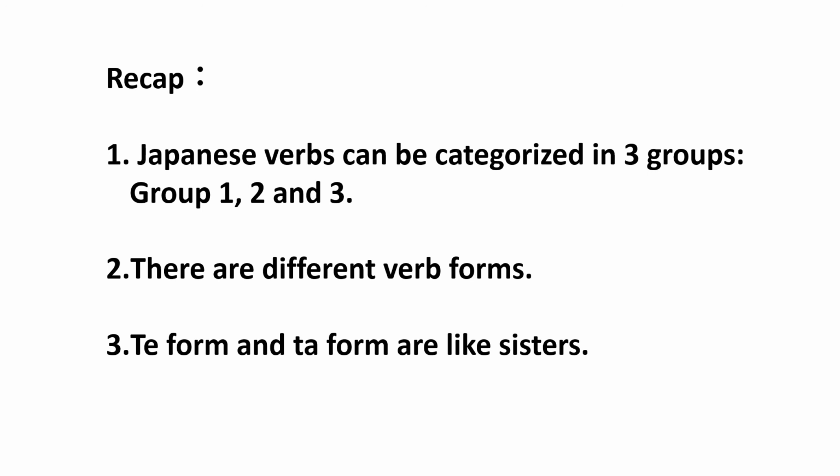Number 2, there are different verb forms. I've introduced 7 verb forms plus te form and ta form. There are more verb form variations, but we are going to study them later. Finally, number 3, te form and ta form are like sisters. So once you learn te form, it's very easy to learn ta form. Try to memorize them at the same time.